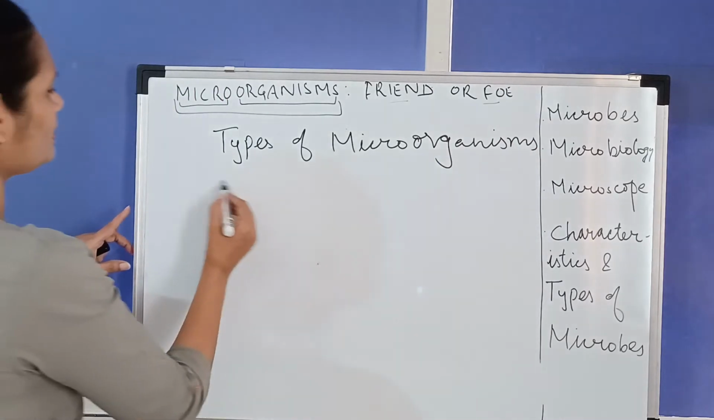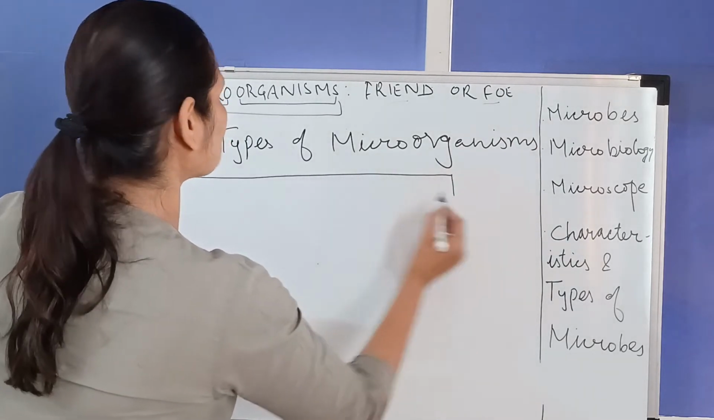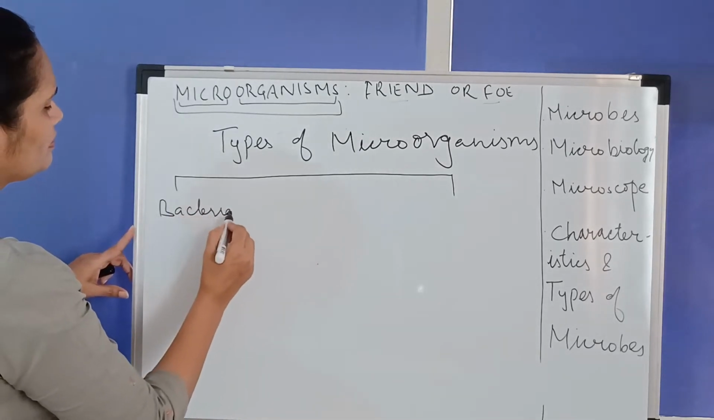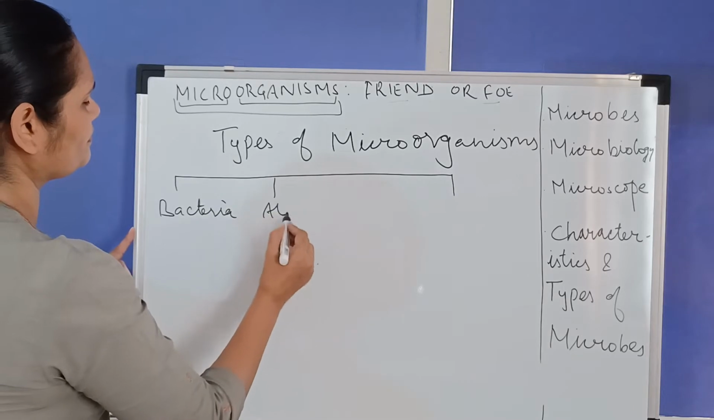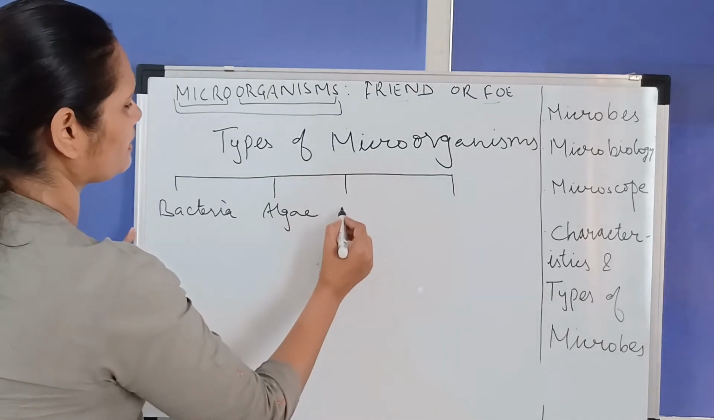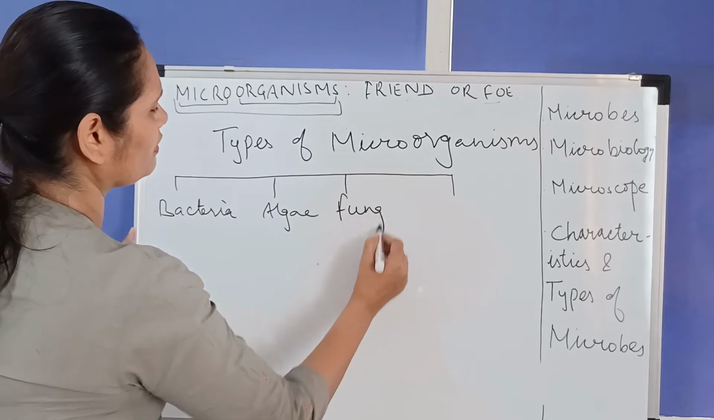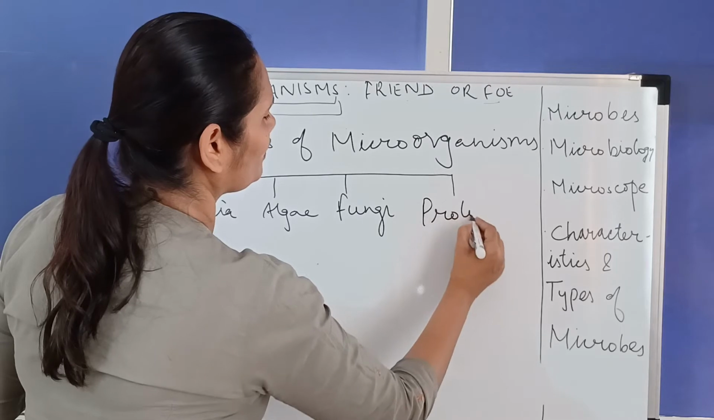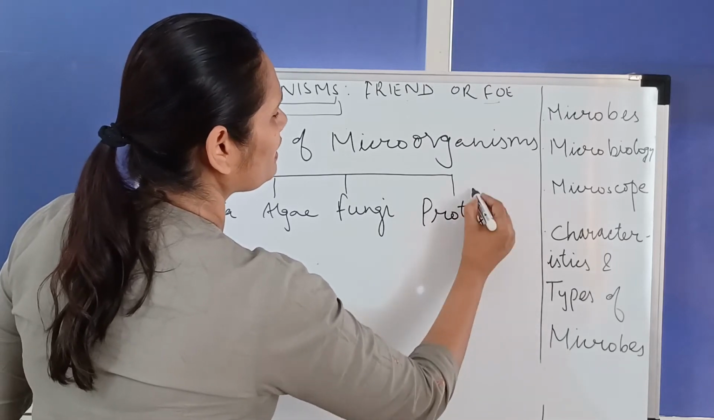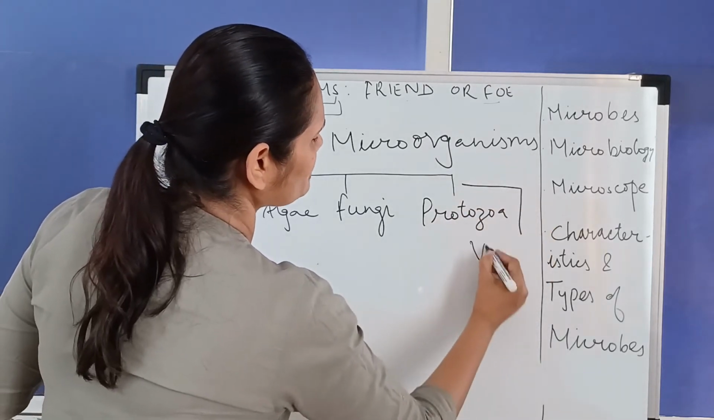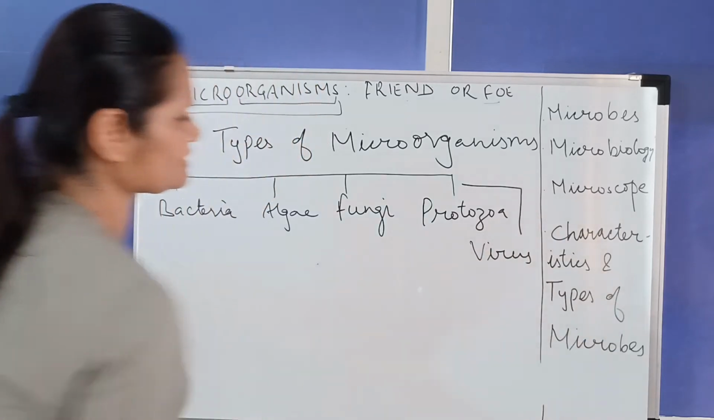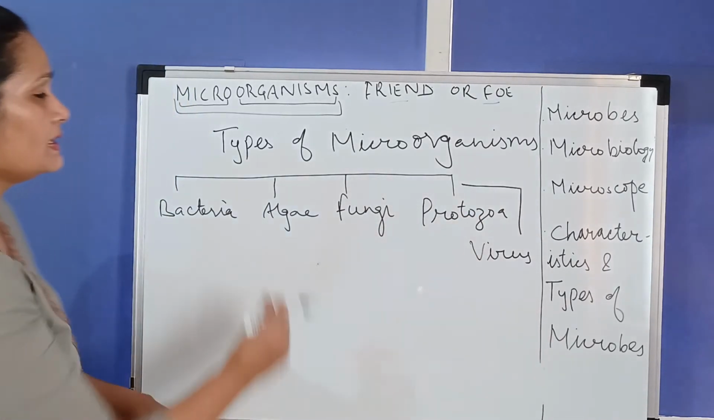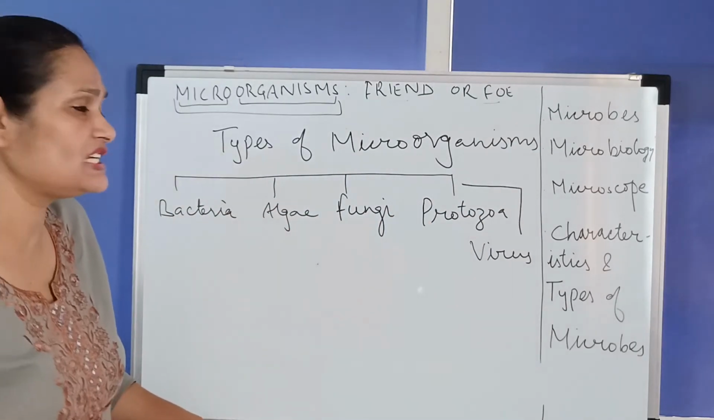Right. So there are four broader categories. One is bacteria, algae, fungi, protozoa, and one more is there, that is virus. Okay. So these bacteria, algae, fungi and protozoa, they can be seen using the light microscope.